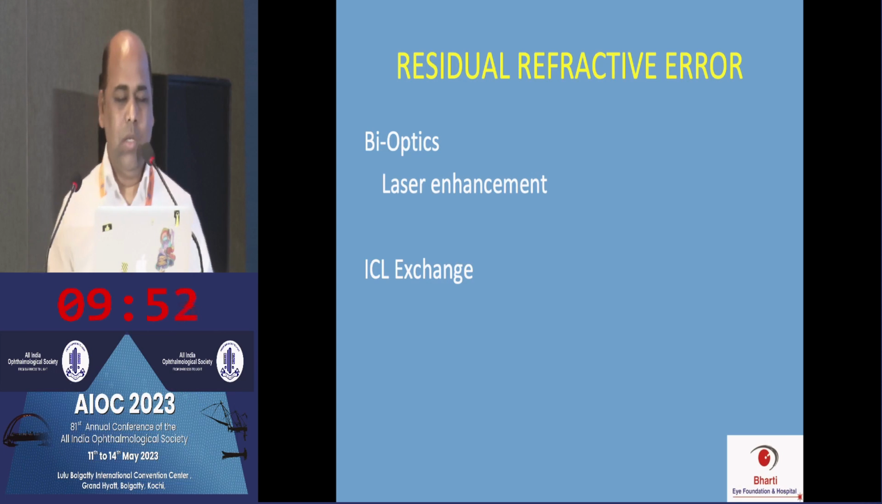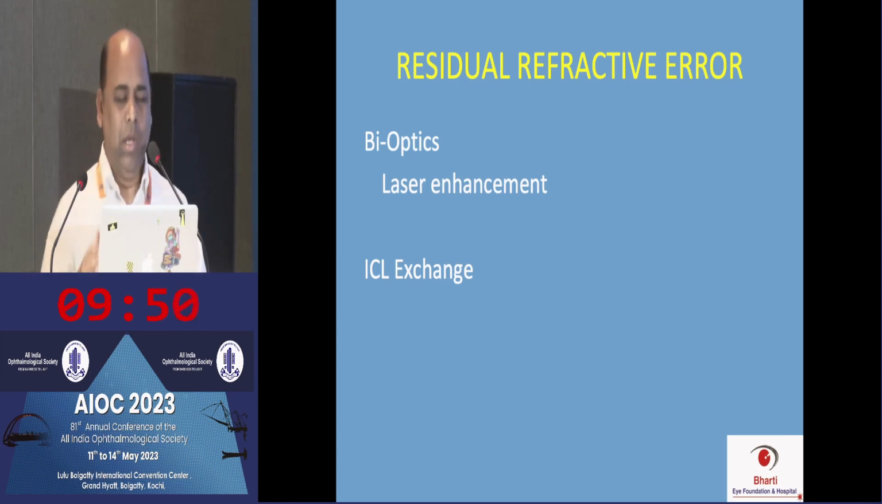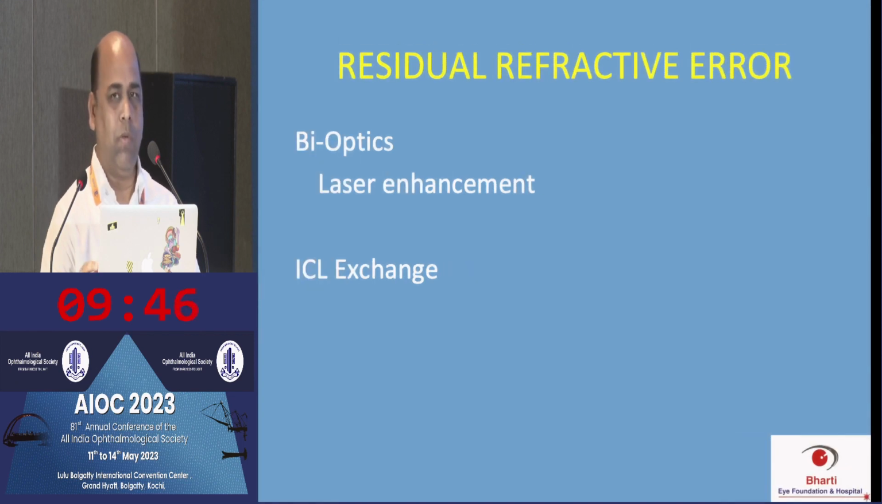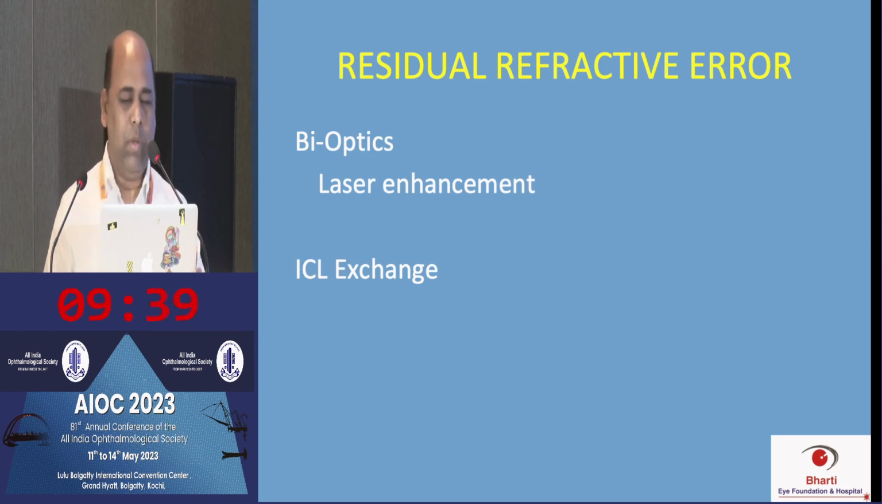So in cases of residual refractive error, bioptics is a good option to cover those residual errors. We can go for the PRK or LASIK after doing ICLs also. So that is a good option for managing the residual refractive error. ICL exchange is another option.